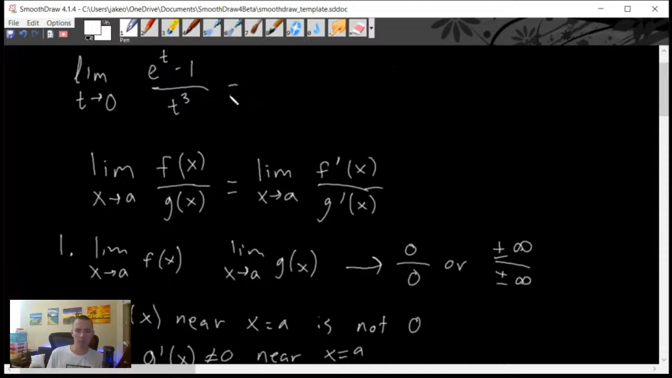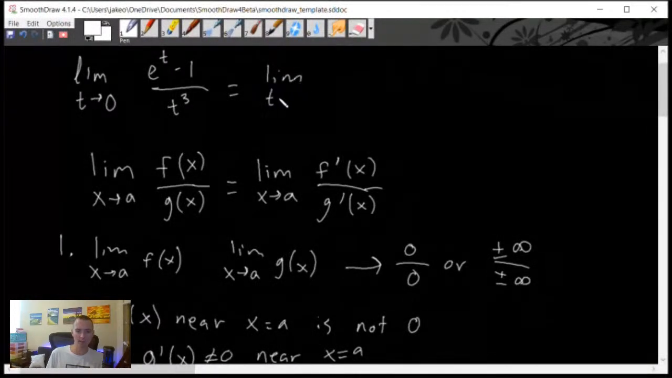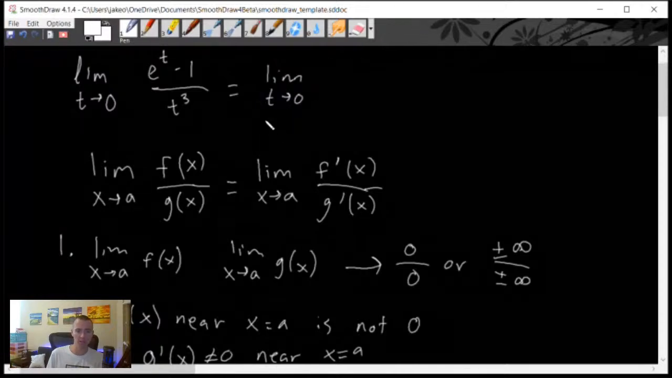So to do that, basically we just know that this limit is going to be equal to the limit as t also goes to 0. So this is always going to remain the same. Whatever your variable is approaching is going to remain the same. Then we can use the derivative of our top function over the derivative of our bottom function.